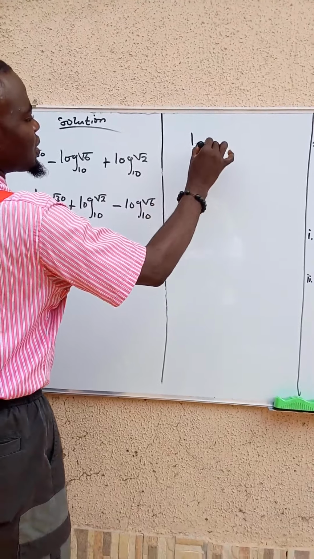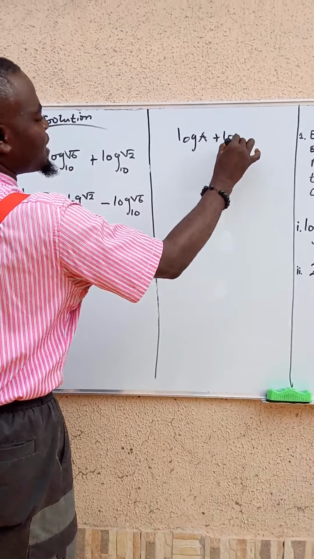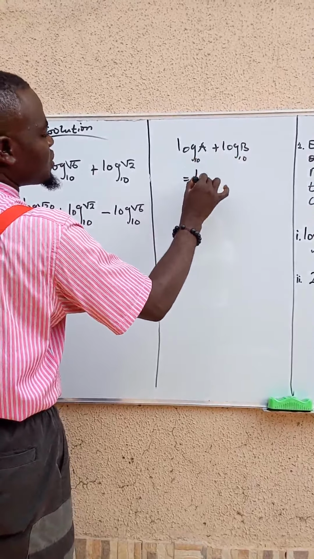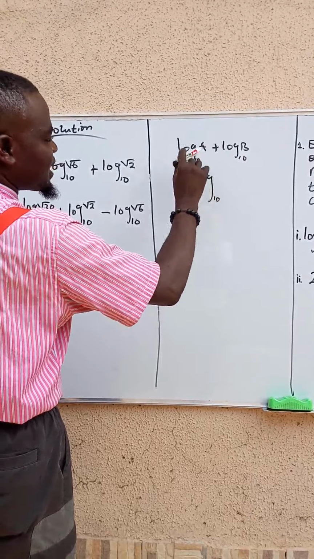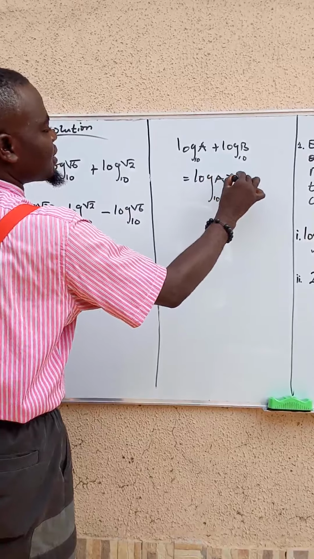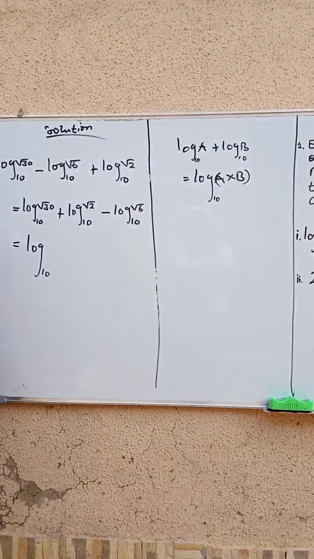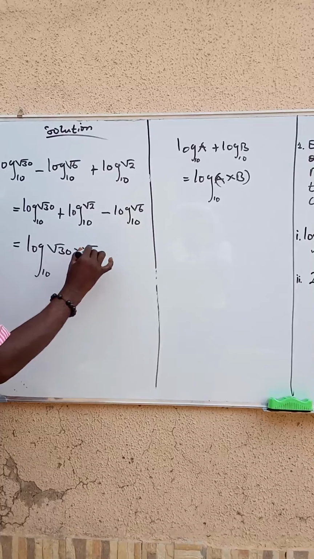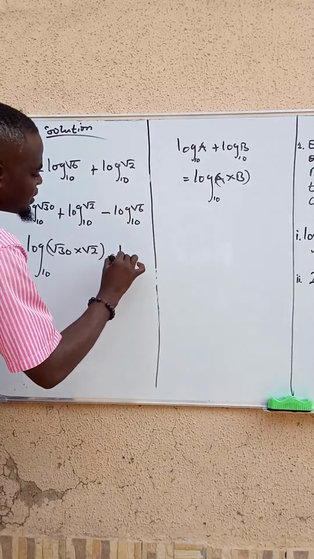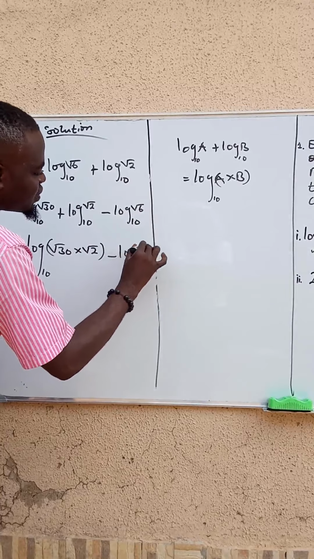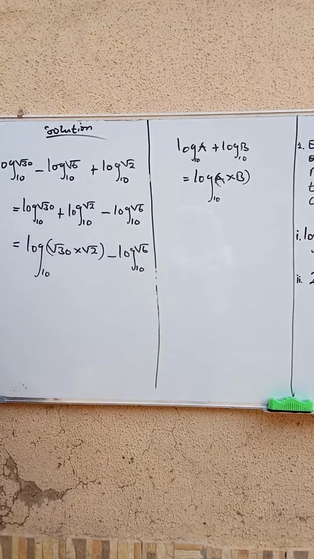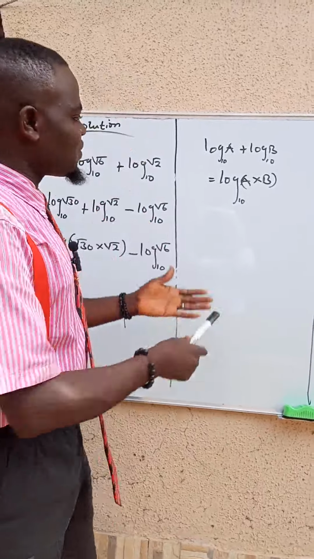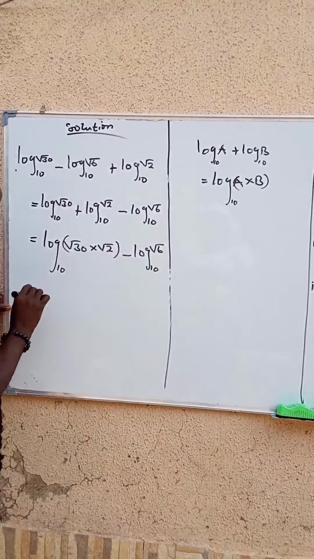Since log A plus log B having the same base is equal to log, the same base, A times B, it is a rule. So this one now becomes root 30 times root 2 minus log root 6 base 10. I've not done anything differently from what I'm supposed to do. I'm following the rule. Now, this will now be what?